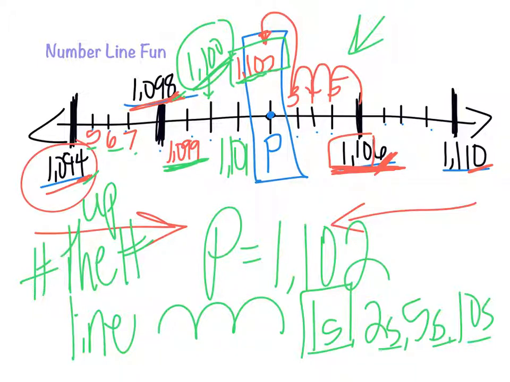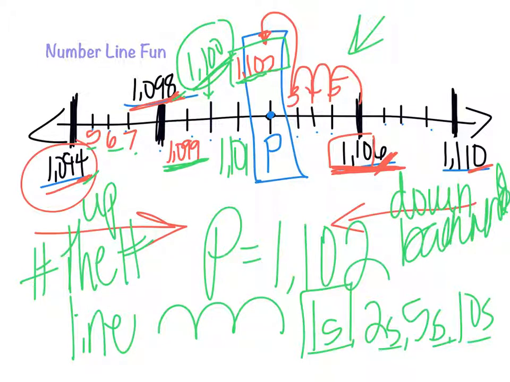Now, if you get stuck, that does not mean stop or guess on your answer. That means go the other way. So then go down on your number line. Count backwards on your number line. And that was so much easier for us to do. 6, 5, 4, 3, 2. So P equaled what number? Good. P represented 1,102. Any questions? All right, let's try one more.